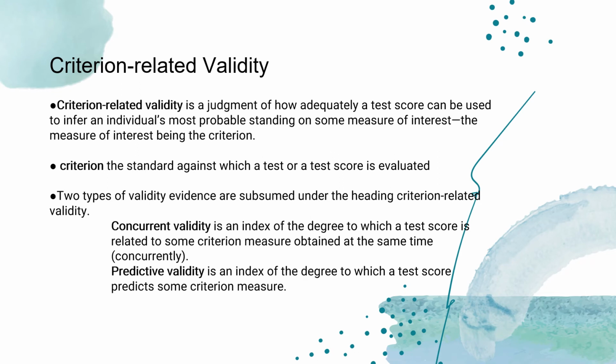Concurrent validity is an index of the degree to which a test score is related to some criterion measure obtained at the same time or concurrently. So, concurrent validity, mini-measure nito how well a new test compares to a well-established test. It refers to the practice of concurrently testing two groups at the same time or asking two different groups of people to take the same test.